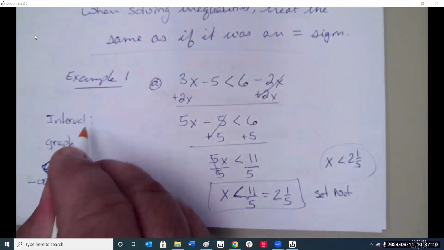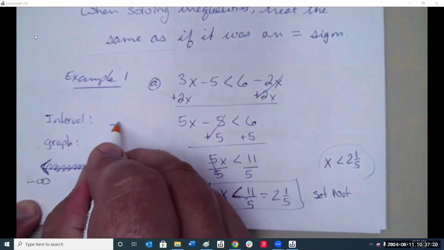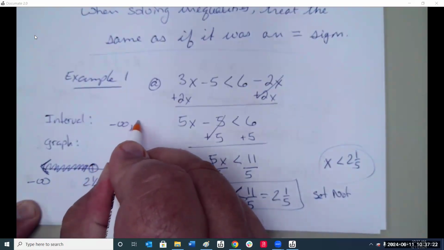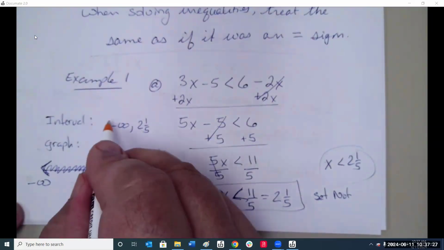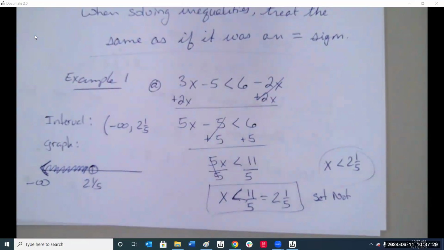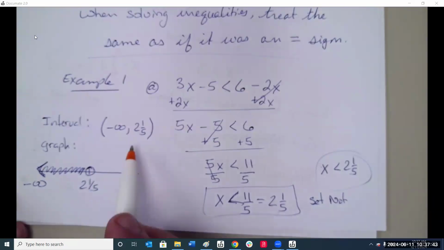How do we put this now in interval notation? Look at the graph. It goes from where to where? Negative infinity to positive 2 and 1/5. Infinity can never be used with a bracket, so it's a parenthesis. And that's an open circle, so that's a parenthesis too. So there are my three answers.